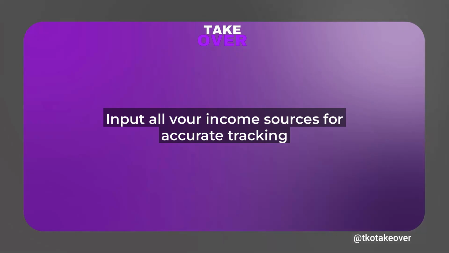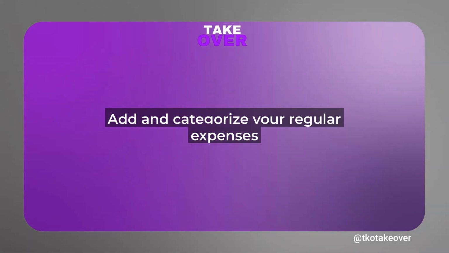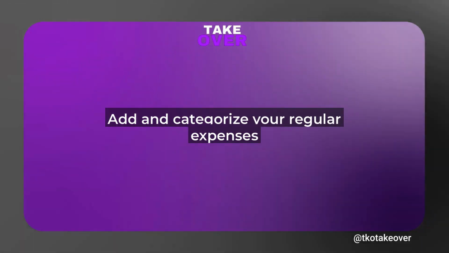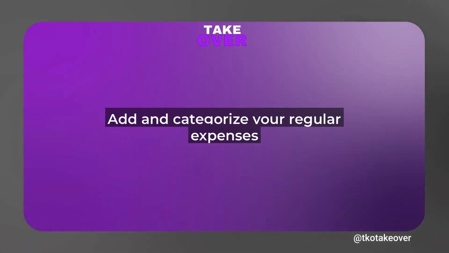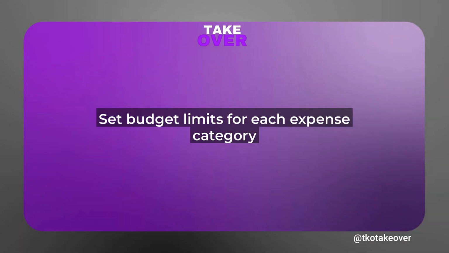Moving on, let's tackle expenses. Start by listing out your regular spends, think rent, groceries, entertainment, and bills. Wally lets you categorize these easily, so group them into folders like Essentials or Fun Money. Once that's done, set limits for each category. For instance, allocate $300 for dining out this month to keep things in check.